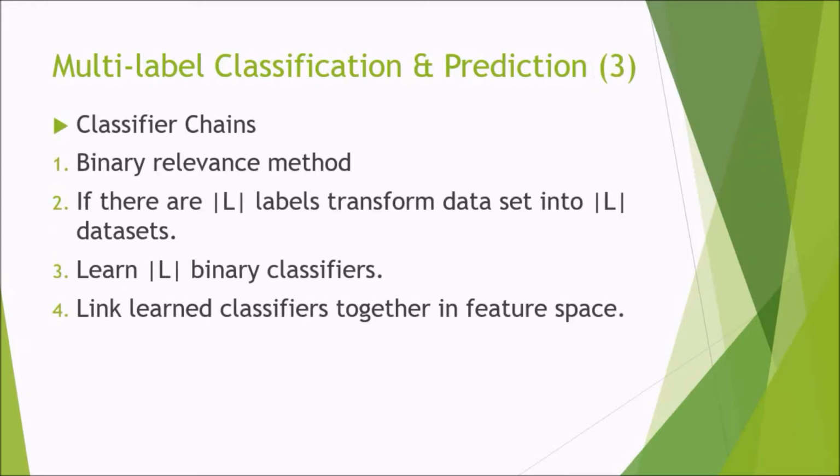Also, along with XGBoost, I have used classifier chains. Now let's understand what classifier chains are. Classifier chains is a binary relevance method that considers each label as a separate binary problem. It is used mainly for multi-label classification. Binary relevance is a problem transformation method in multi-label classification. It transforms dataset into L datasets if there are L labels and learns L binary classifiers. The classifiers learned are then linked together in the feature space.